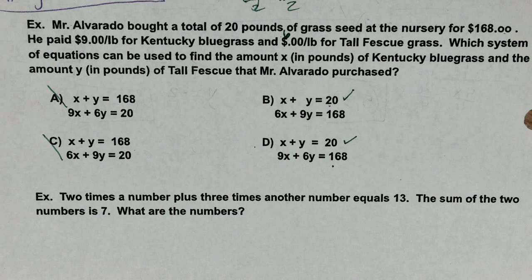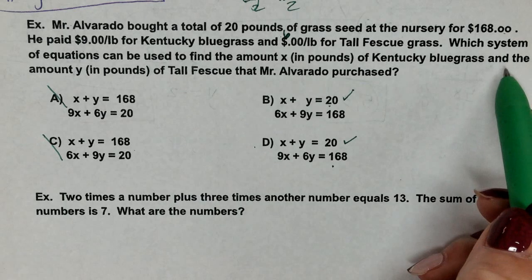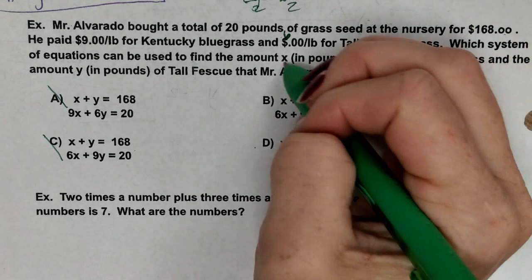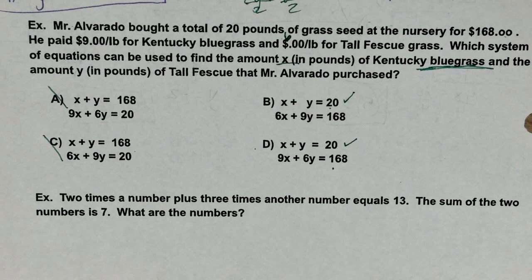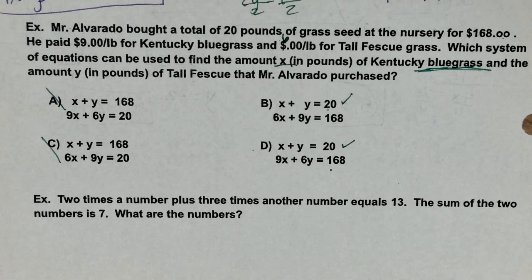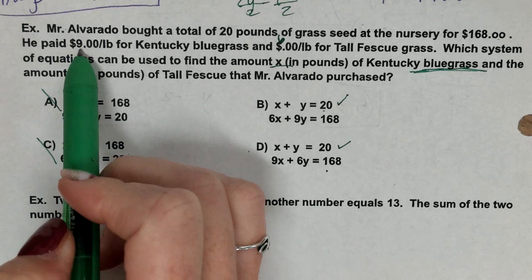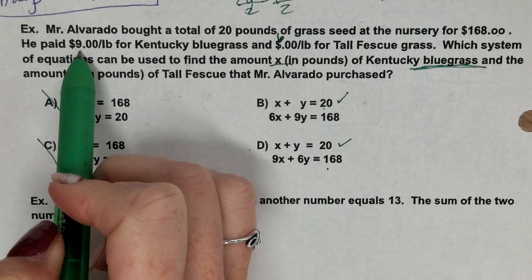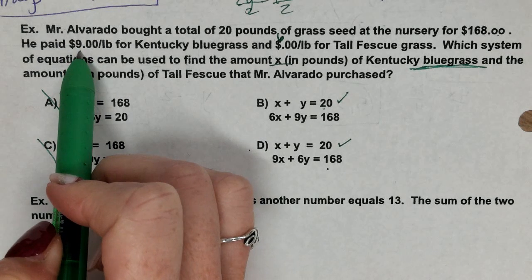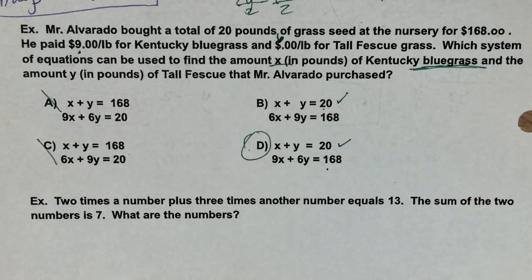Did they? They told me which one has to be the X. And what did they say? It said, let X be bluegrass. So how much does bluegrass cost? So the 9 has to go with the X because they said so. So the answer was D.